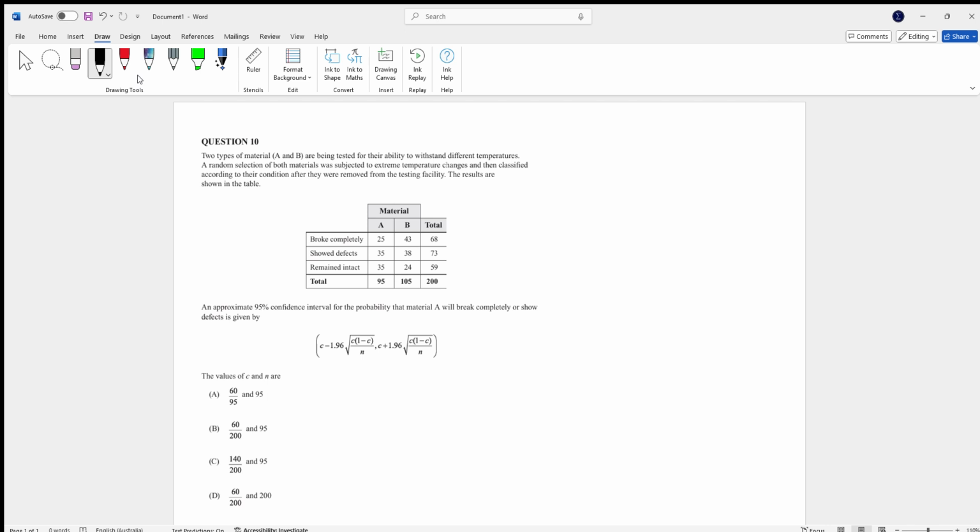But otherwise, let's get straight into question 10 here. First of all, we've got to identify which topic this is straight away. From a general glance, this is probably going to be a confidence interval question. But if not, we'll identify that in other ways here.